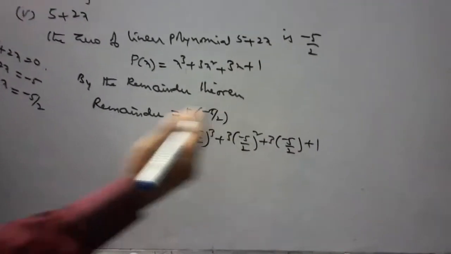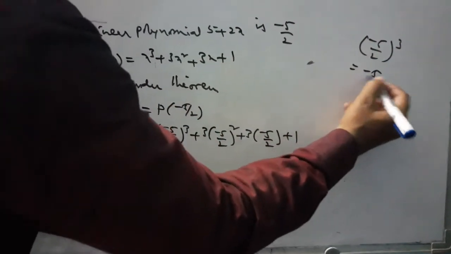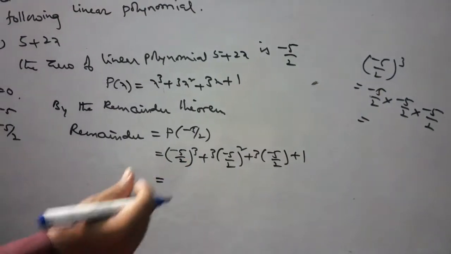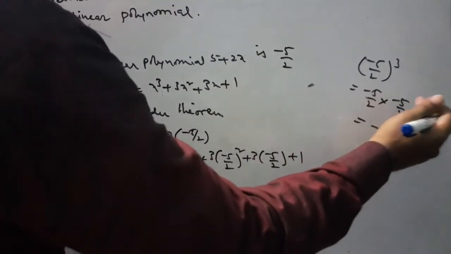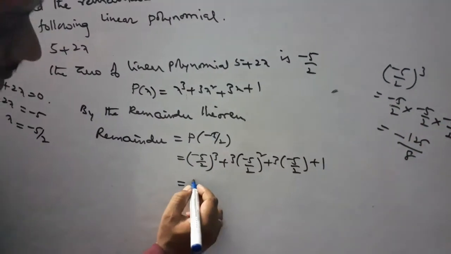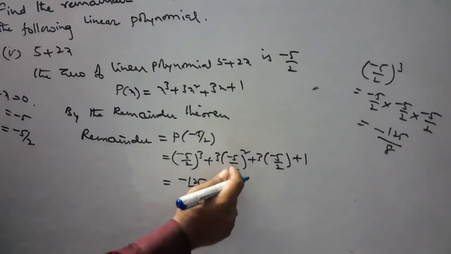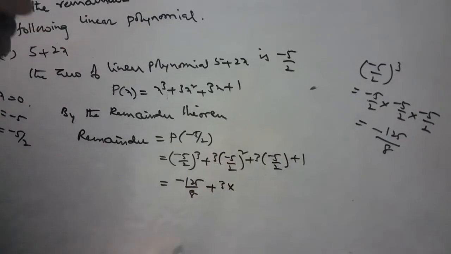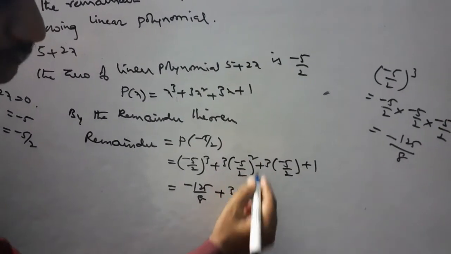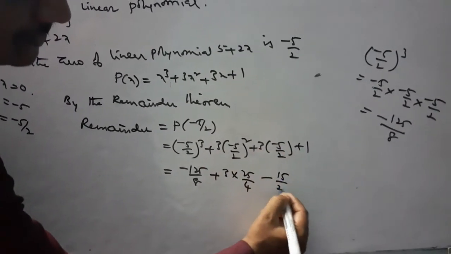So here minus 5 by 2, 3 times. So minus 5 by 2 whole cube means minus 5 by 2 into minus 5 by 2 into minus 5 by 2. So minus into minus plus, plus into minus, we will get minus. 5 5s are 25, 25 5s are 125, 2 2s are 4, 4 2s are 8. So we will get minus 125 by 8. Here plus 3 into minus 5 by 2 whole square means minus into minus we will get plus, 5 square means 25, 2 square means 4, plus into minus minus, 3 5s are 15, 15 by 2 plus 1.